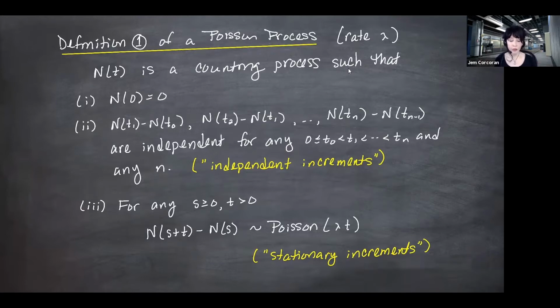But definition 1 starts with a counting process, and it has these 3 properties. So property 1 is we always start with a count of 0, and this could be changed, but it's a convention that makes a lot of things easier. Condition 2 is called the independent increments condition.